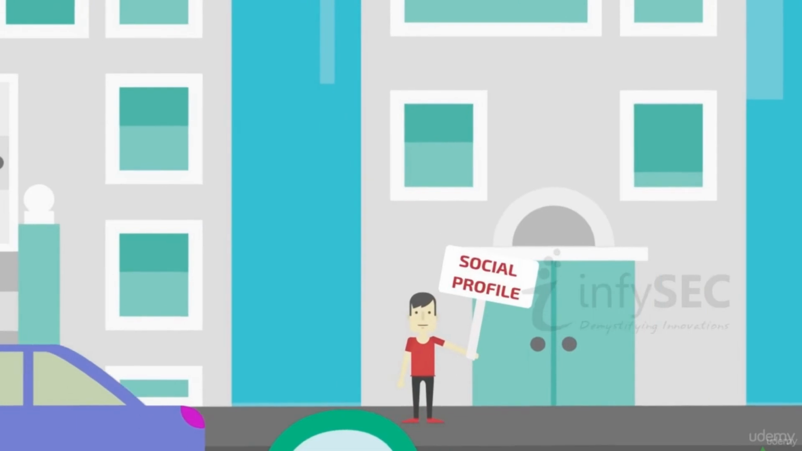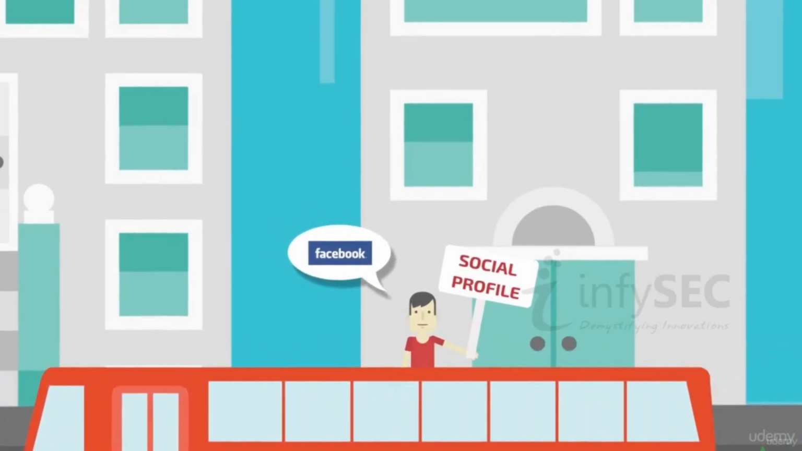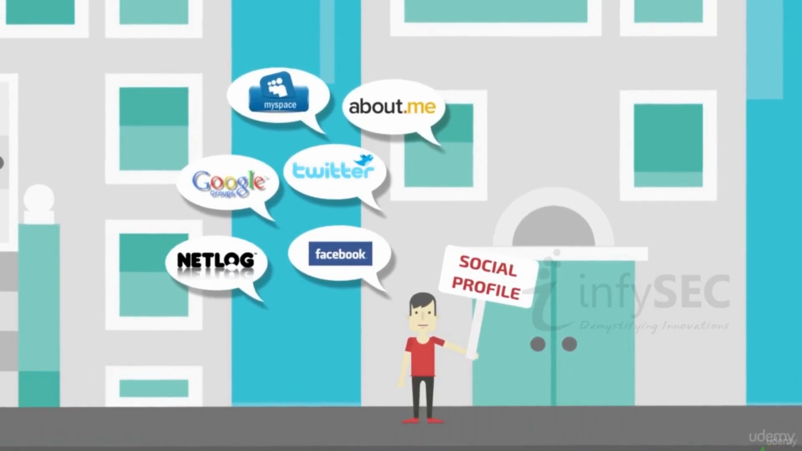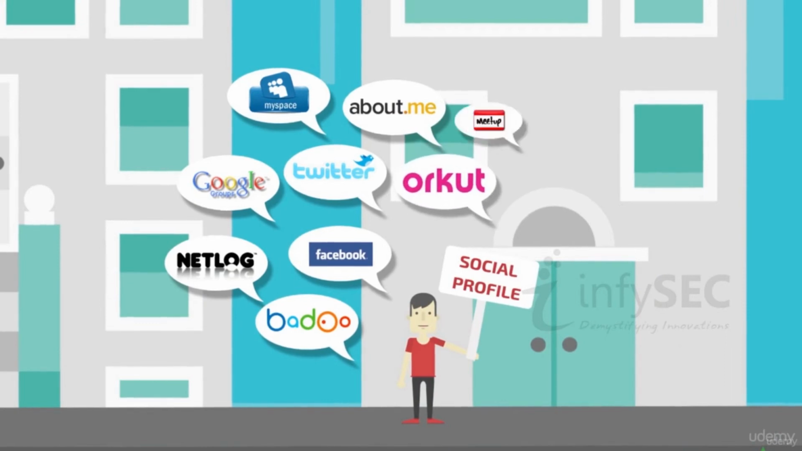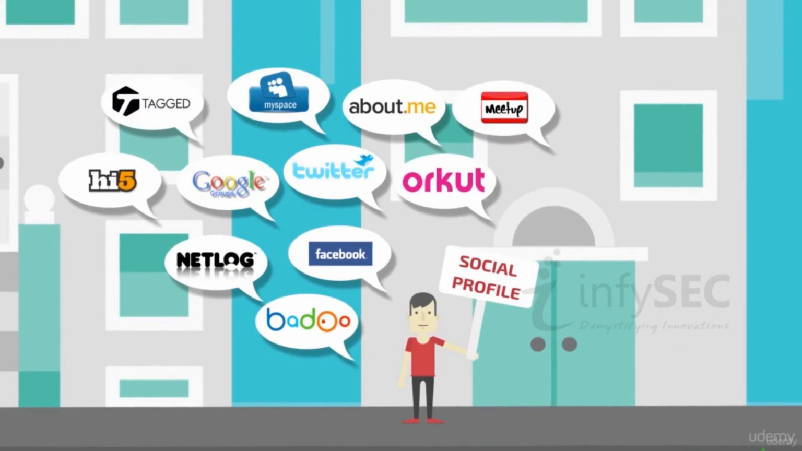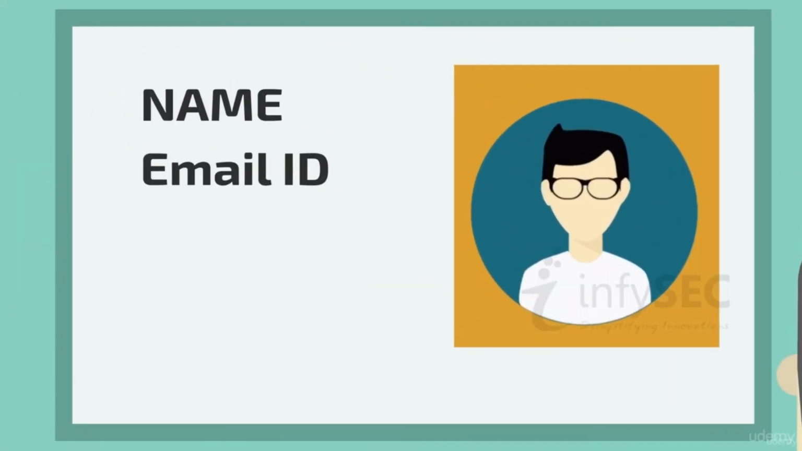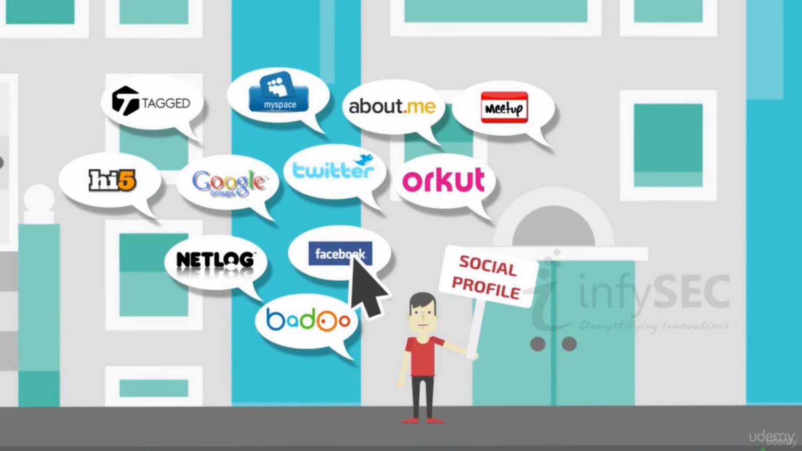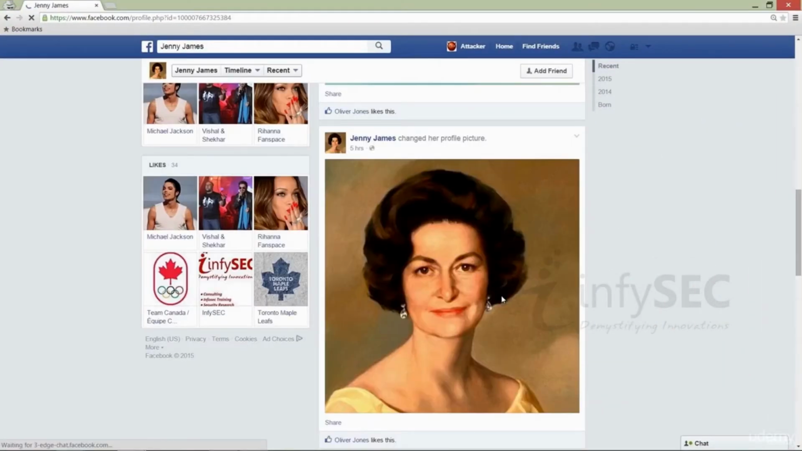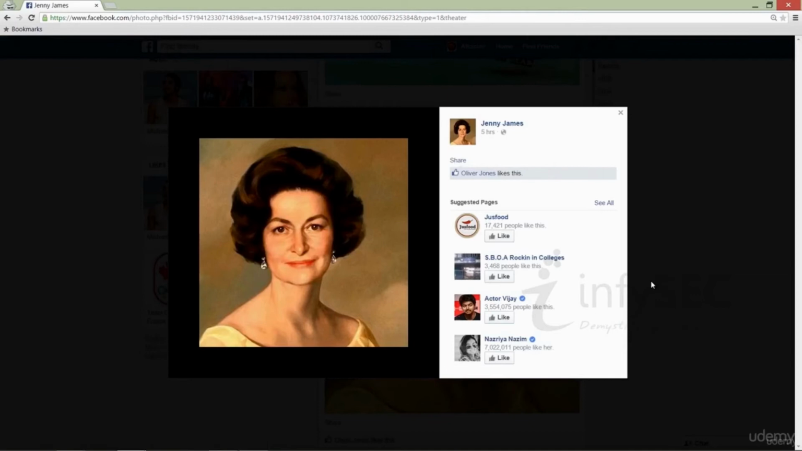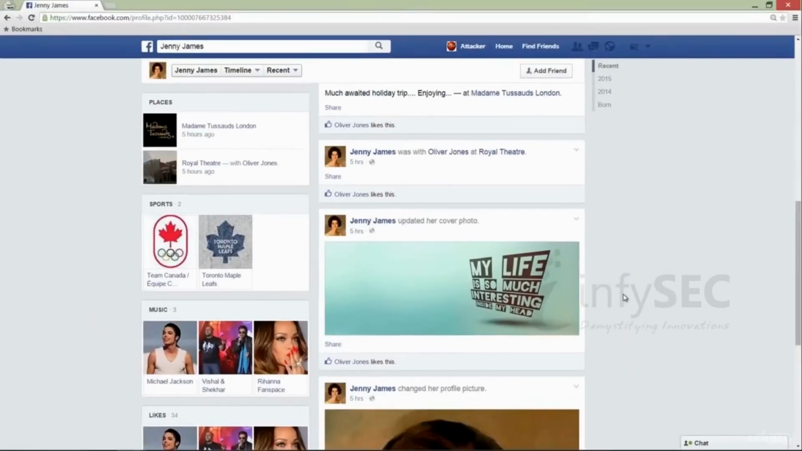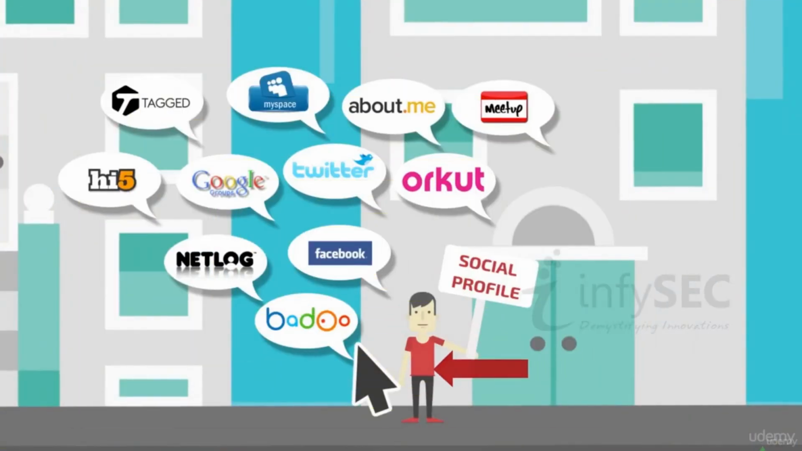Look at social networking sites and communities such as Facebook, Twitter, Google Groups, MySpace, About.me, Netlog, Badoo, Orkut, Meetup, High5, and Tagged. These reveal the name, email ID, and also the likes and interests of an individual. Not many are aware of the information that they post on their Facebook wall. Looks of the target individual can be extracted, and by tracking the status messages of the individual, which includes the physical location of the places they loiter, a physical attack on the target individual can be launched.